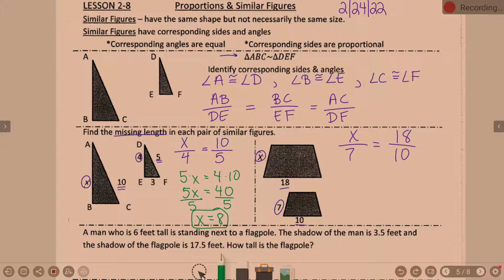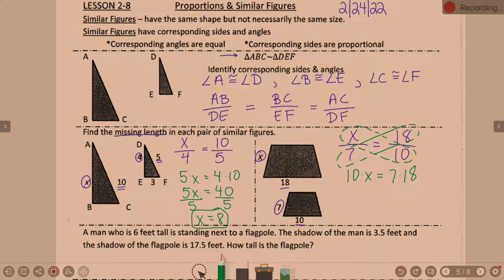How do we solve a proportion? 10 over x and 7 over 18. So it'd be 10 times x and then 7 times 18. Okay. Cross products, right? We talked about cross products yesterday. 10 times x is one cross product, and 7 times 18 is our other cross product.